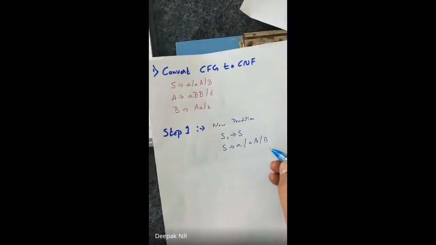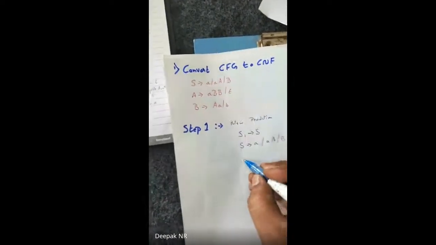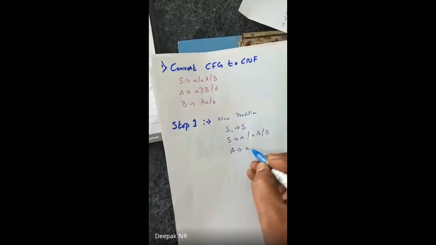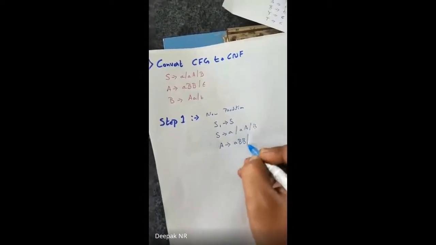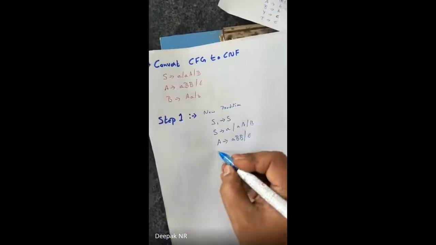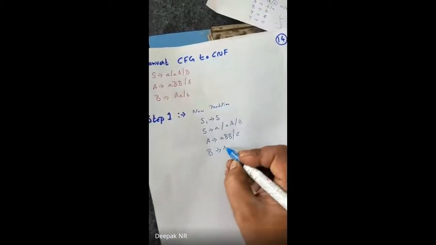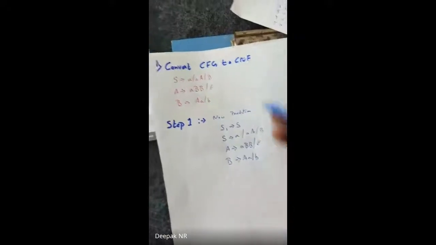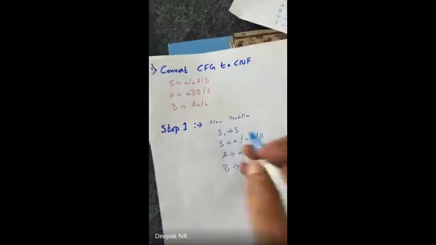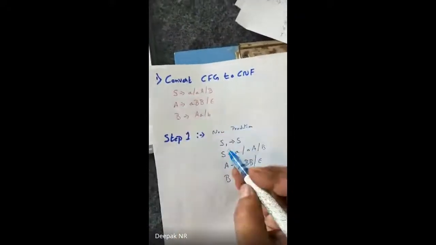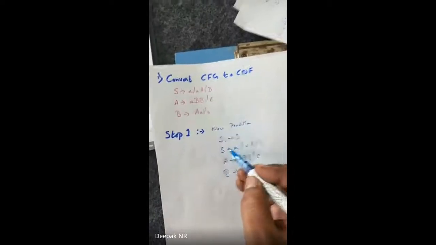A slash B, perfect. And A tends to ABB slash epsilon and B tends to AA slash epsilon. The entire thing has been rewritten. Only one change: instead of this S, I've replaced it with S1. S1 tends to S. This is my step 1. Is that clear?